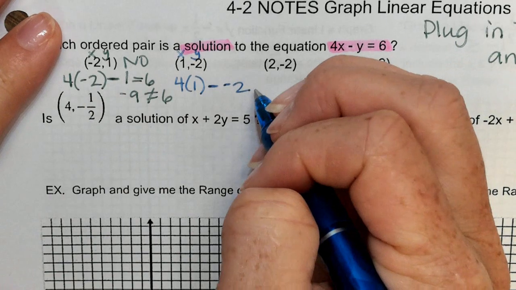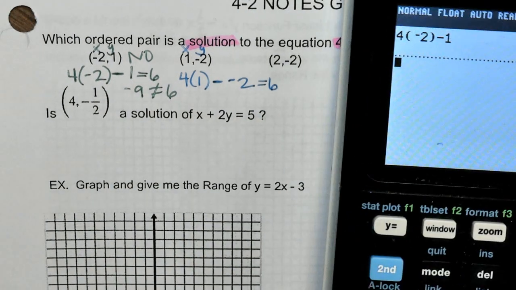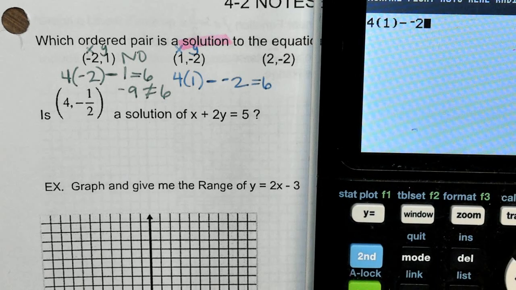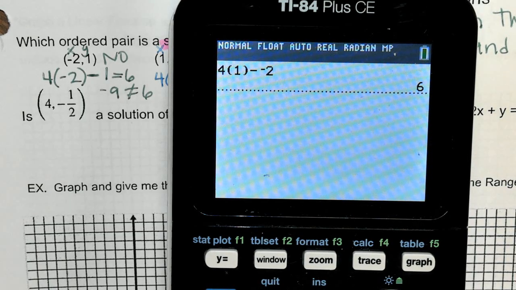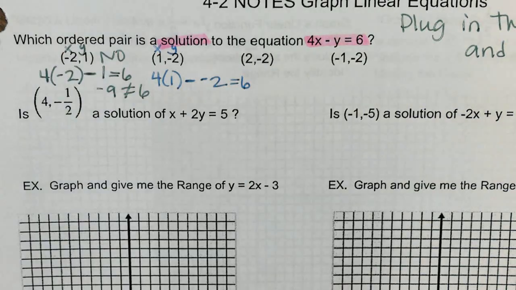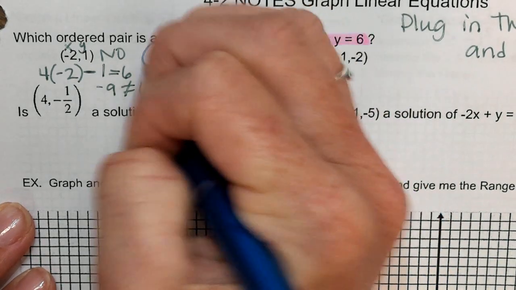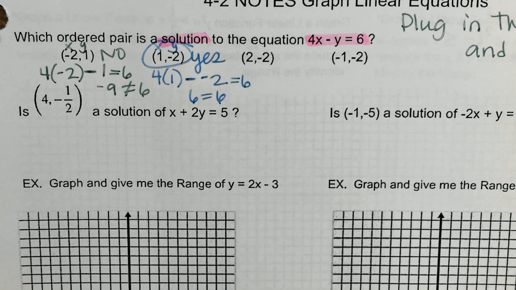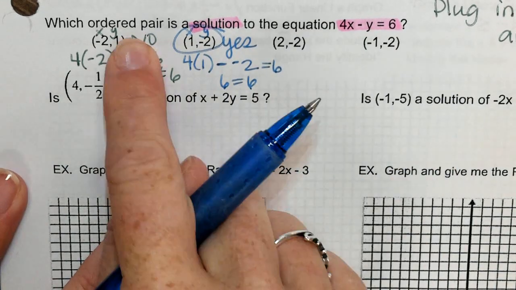All right, does that equal 6? Go put it in your calculator and see yes or no. Yes or no? Yes, 6 does equal 6. So yes, this one would be a point that is graphed on that line. All right, let's go do this one. So that's the only one up here that would work.